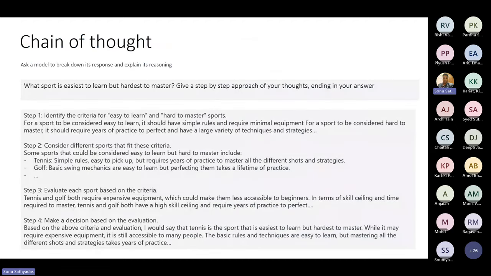So here is another example. Chain of thought asks a model to break down its response and explain its reasoning. What sport is easiest to learn but hardest to master? Give a step-by-step approach of your thoughts ending in your answer. You can see in step one, it is giving some information. Step two, it is giving some more information. Step three goes into more detail, right? So this is chain of thought prompting.